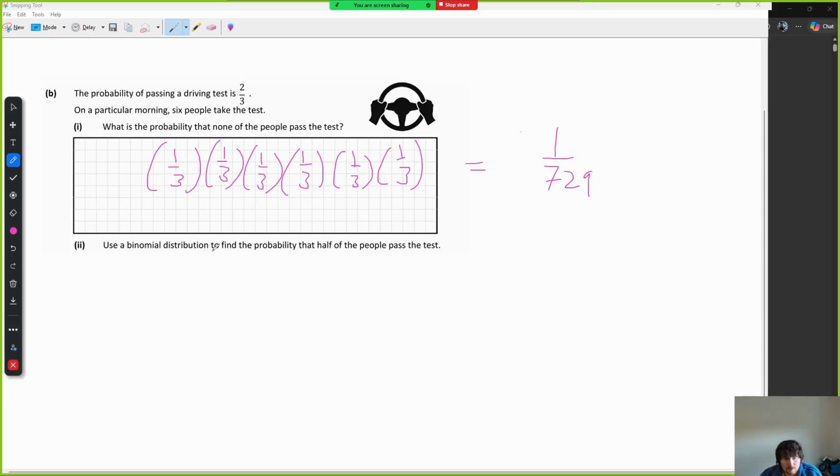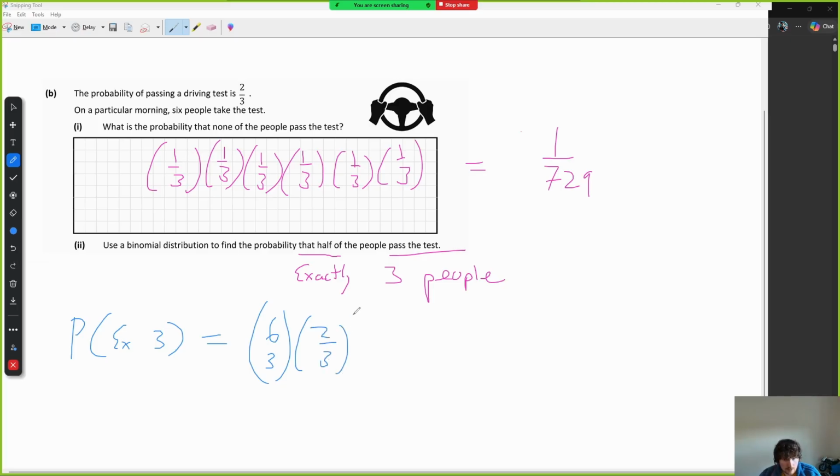Use a binomial distribution to find the probability that half of the people pass the test. What they're saying here is that exactly 3 people pass the test. This word "exactly" is really important for these. And yes, this is a binomial distribution. The way you would write this for the examiner, you'd spell it out in your exam as the probability of exactly 3. It's this Bernoulli trial binomial distribution thing. So it's 6 choose 3. Then the probability of success is 2/3, and that's 3 successes. And then failure is 1/3, and that's 3.